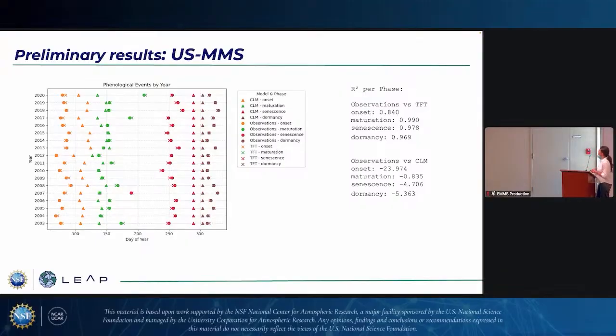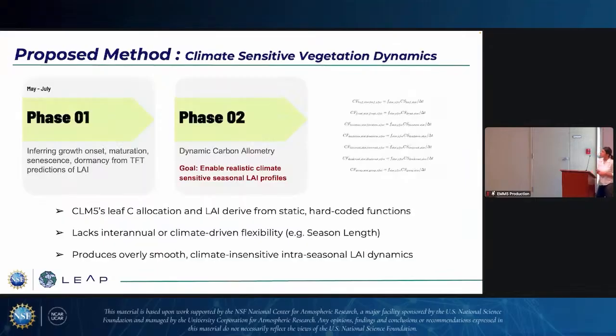And here are some more figures. The R-squared for the CLM is negative, but we're hoping to have a better understanding of this performance and this bias across more biomes than just one. Next, I wanted to talk about some more plans and ideas that we have discussed about this project.